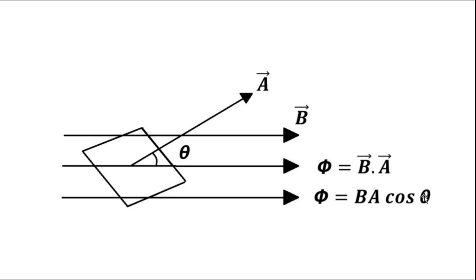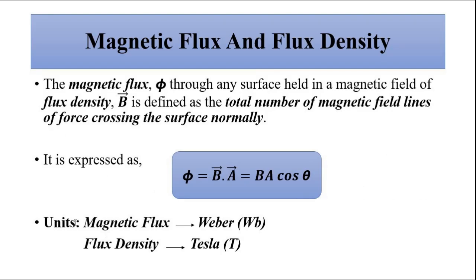Same for electric flux also, where electric flux phi was E A cos theta, here it is B A cos theta. There it was E vector dot A vector, the dot product of electric field intensity and area vector. Here it is magnetic flux density and area vector. Now the unit of magnetic flux is Weber and flux density is Weber per meter square or Tesla. Both are acceptable.